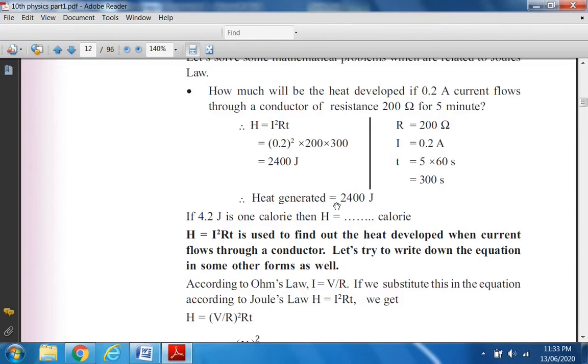For that, we know that 4.2 joule is 1 calorie. Therefore, 2400 joule is how many calories? 2400 by 4.2, which is 571.43 calorie. How much? 571.43 calorie. Okay.